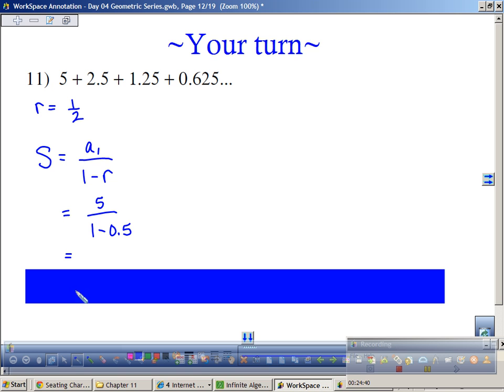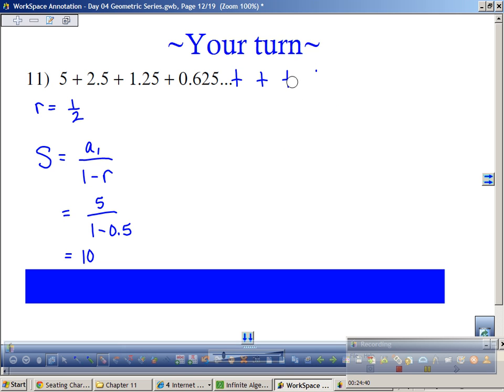Not 2.25. Did you say 2.25? What did you get? No. 7? 10. Isn't that pretty amazing? I can take 5, add 2.5, add 1.25, add 0.625, add the next term, and the next term, and the next term. As long as my common ratio is 1/2, it's cutting itself in half every time, it will never get larger than 10.